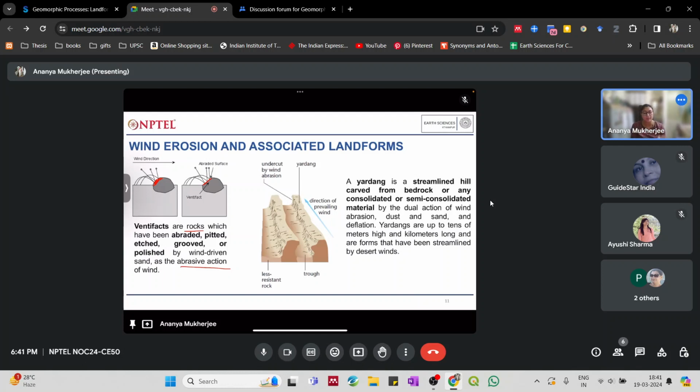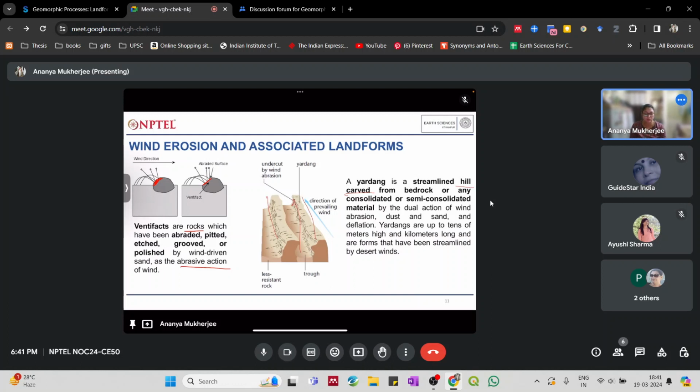So, if ventifacts are present, mostly you can say that wind action has been very dominant in this area. Now, yardang is another feature that we see in areas where the erosion carried out by winds is high. These are parallel kinds of hills you can see over here, and these are parallel to the wind direction.